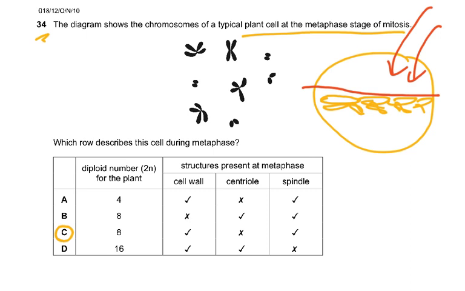Diploid number for the plant, 8, cell wall, metaphase, centrioles. There are no centrioles in plant cells. And spindle, of course, is present. So that's why the answer was C. You must number them and see that they were actually 8. So the diploid number for the plant would be 8, because at the moment there are 16 chromatids, but there are 8 chromosomes.